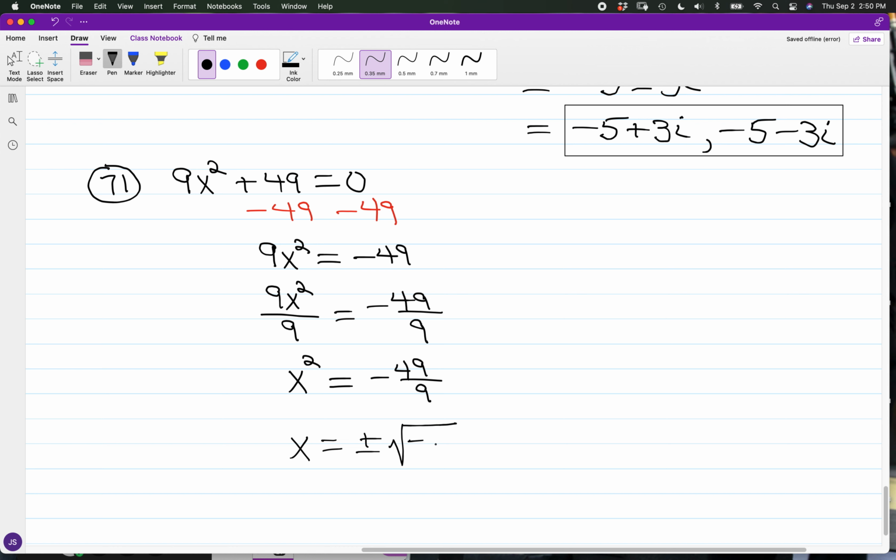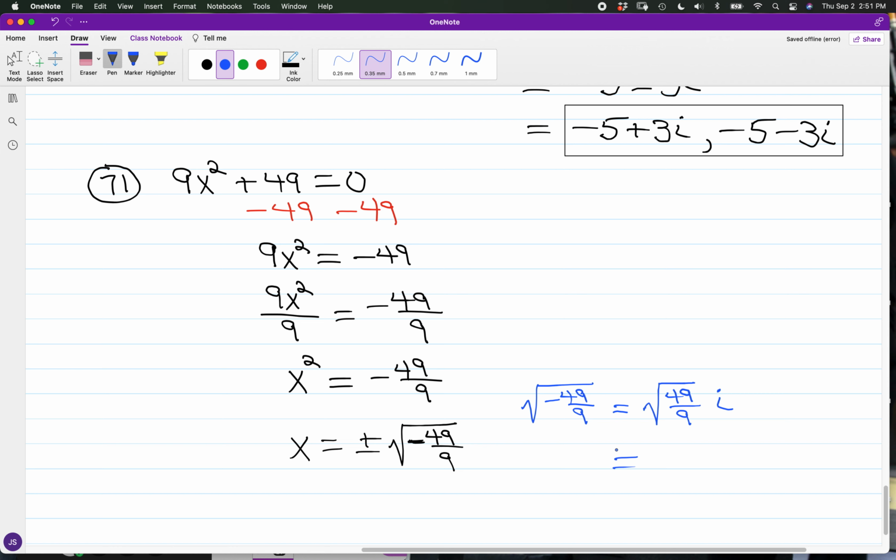the square root of negative 49 ninths. Now, just to step over to the side here. So you've got the square root of negative 49 ninths. Okay, again, 9 does not go completely into 49. Right now, I've got the square root of 49 ninths of i.